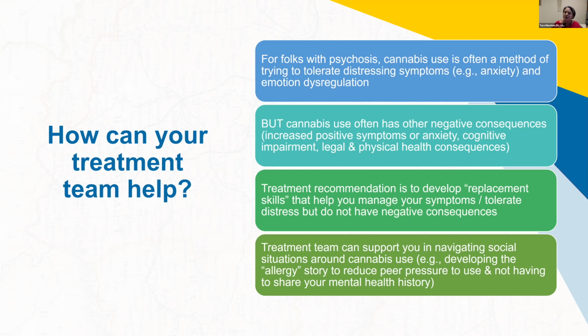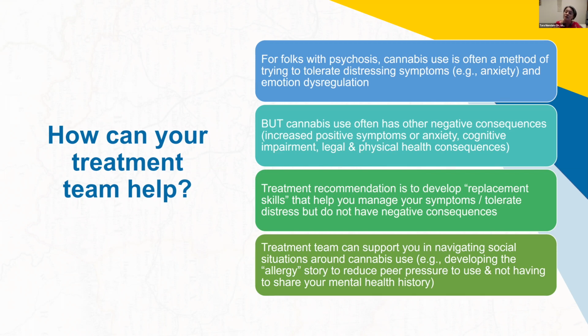And I think one of the things that Tyler's pointed out that can be difficult as an adolescent or young adult to keep in mind is that we've heard today how cannabis can have other negative consequences. It can make your positive symptoms worse, your anxiety worse, you can have cognitive impairment, but we also know it can have legal and physical health consequences. And we know that adolescents and young adults aren't great at keeping those things in mind.